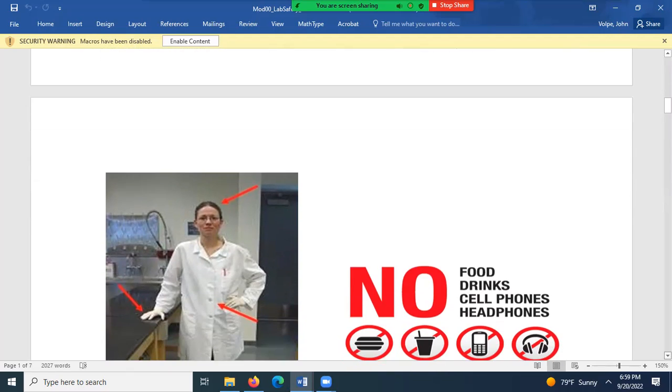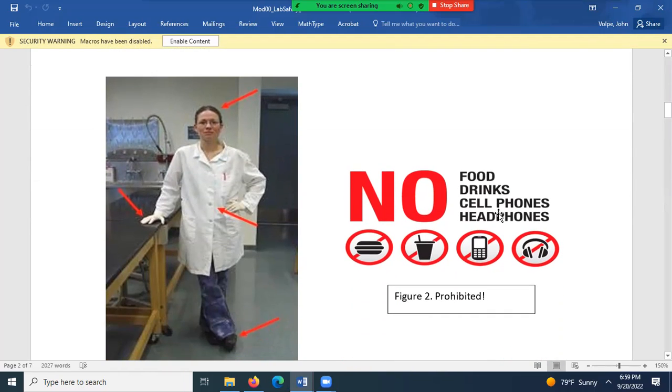When you come into the lab, no food, no drinks, no cell phone, no headphones. And you should look like this, where you have a lab coat on, gloves. Our lab benches are not quite looking like that. And then closed-toed shoes. I think that's supposed to say the lab coat's buttoned. I'm not sure if she has goggles or those are glasses, but if you're working with a splash hazard, you would wear goggles.